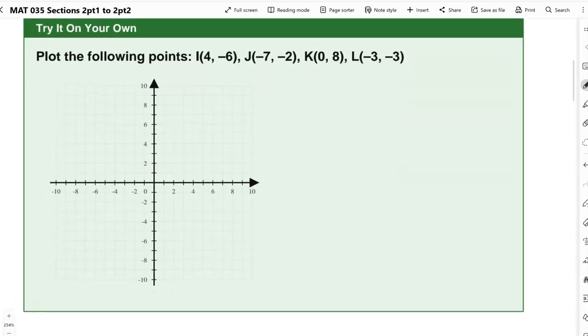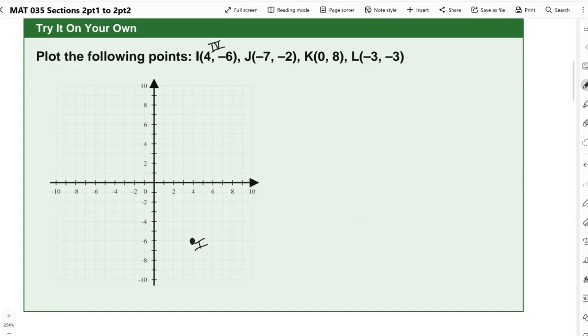So this is where you may want to pause the video again, try to graph these, and come back and check your answers. I is the point (4, -6). We're going to move right 4, down 6. That lives in quadrant 4.